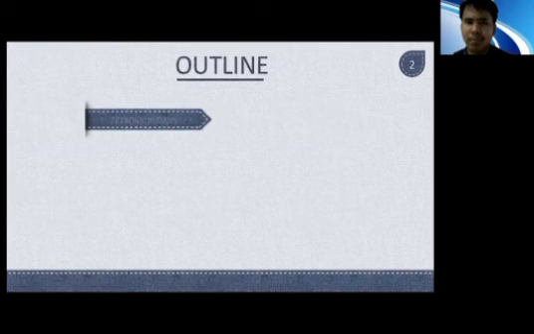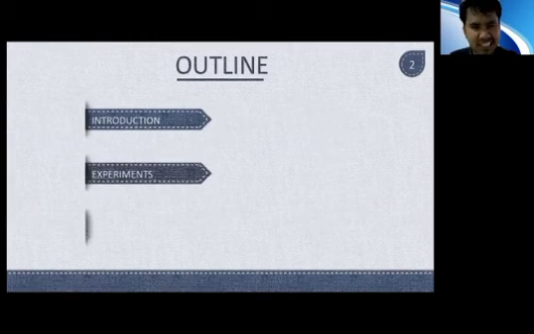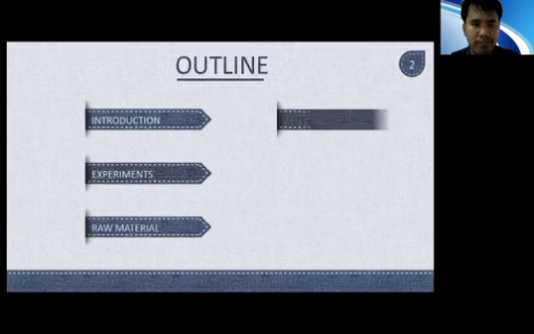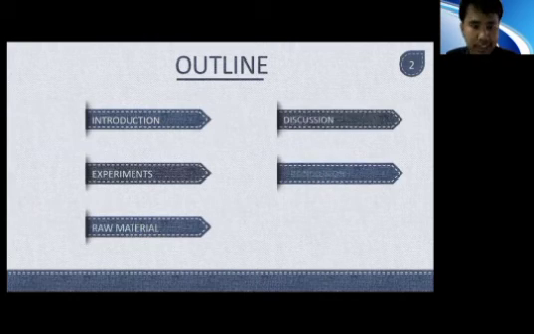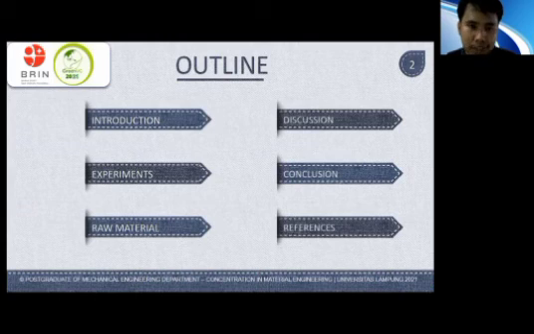Okay, the quick outline of this presentation: we start with the introduction, and we share about the experiment of this process, the raw material that we use, and the discussion, conclusion. The last is references.